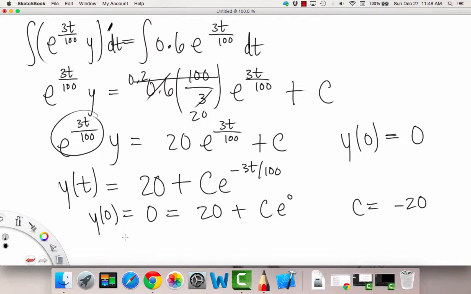All right, so our particular solution is y of t is equal to 20 minus 20 e to the negative 3t divided by 100. And that 100 looks funny, so let me rewrite that real quick. Okay, so e to the negative 3t divided by 100. All right, so the last part to this problem is we were supposed to find what is our sugar content after 20 minutes. So let's do that. Wrap it up on the next slide.